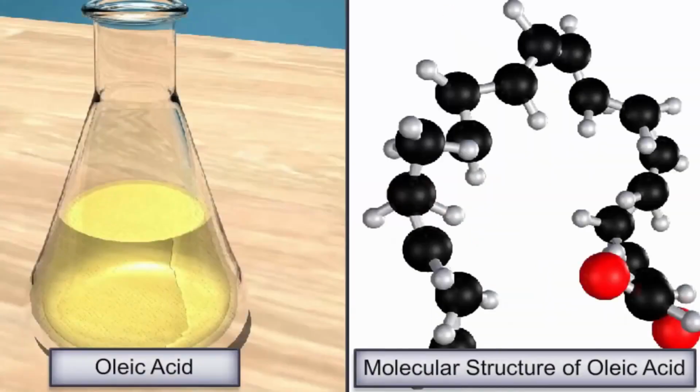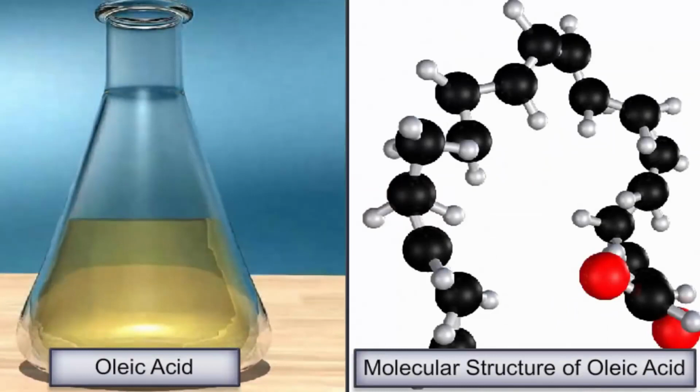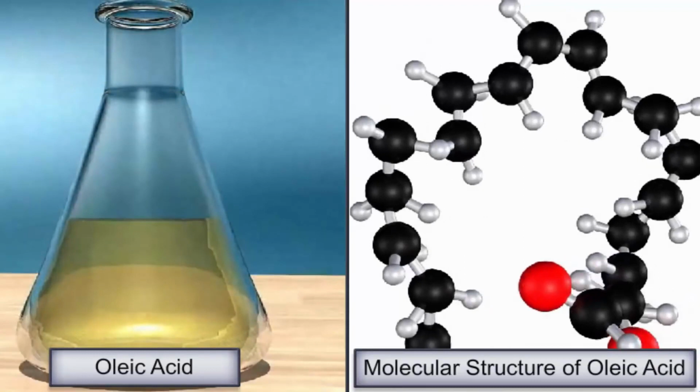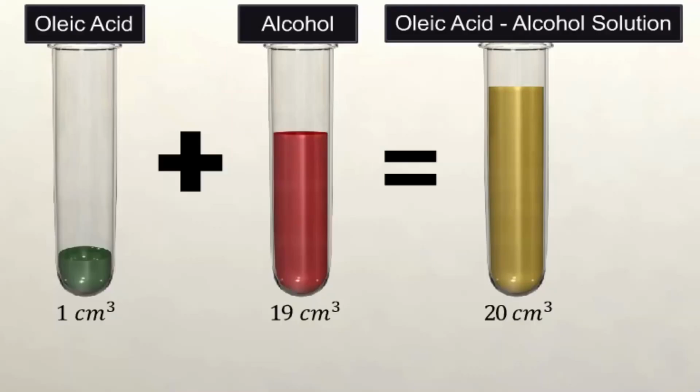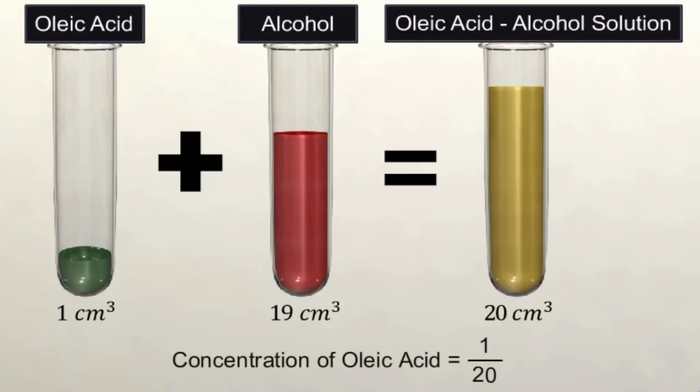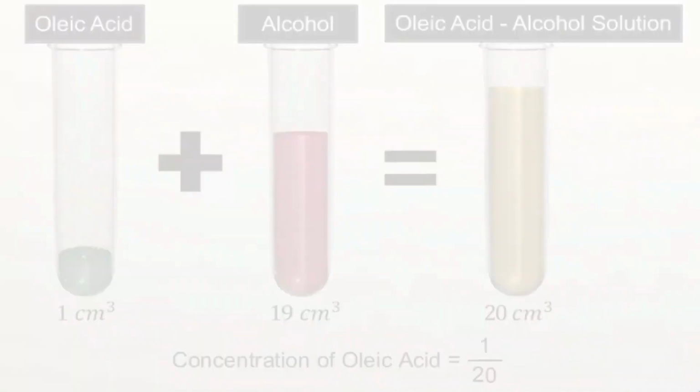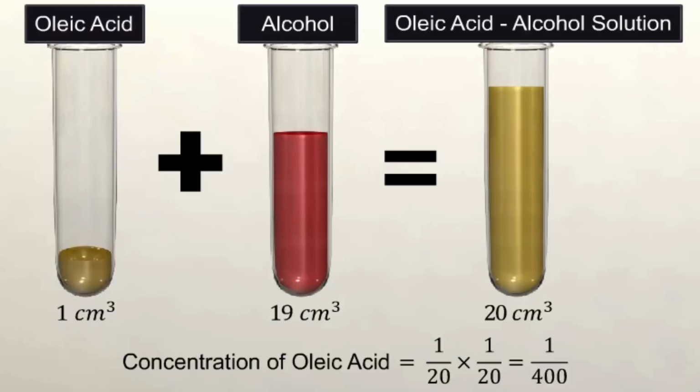Let us take some oleic acid. Oleic acid is a soapy liquid with large molecular size of the order of 10 power minus 9 meter. To start with, we prepare a 20 cc of alcohol oleic acid solution with 1 cc of oleic acid in it, and dissolve 1 cc of this solution in alcohol to dilute it to 20 cc. This makes the concentration of oleic acid as 400th part of the solution.